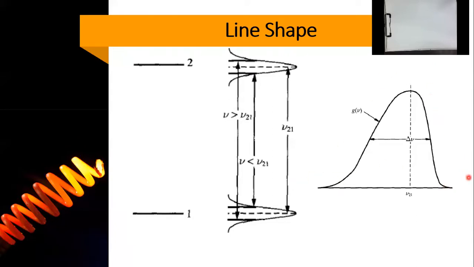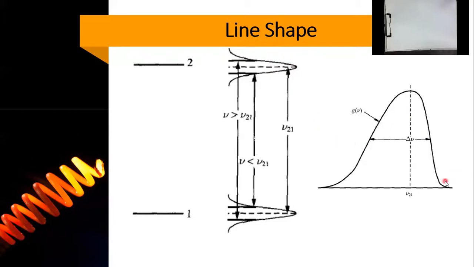a probability to emit a photon. As expected, the highest probability will still be at mu21. However, it's no longer a single probability. We have a probability density function, or what we call a line shape function, that expresses different probabilities of an emitted photon based on different cases, as we see.